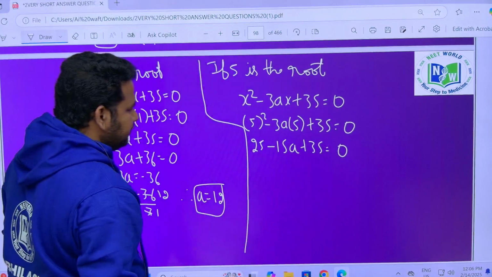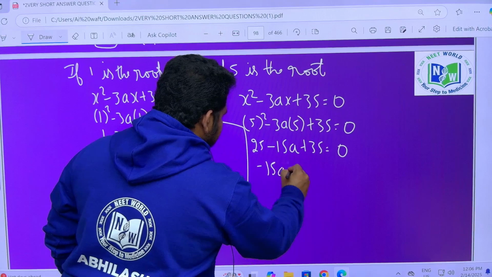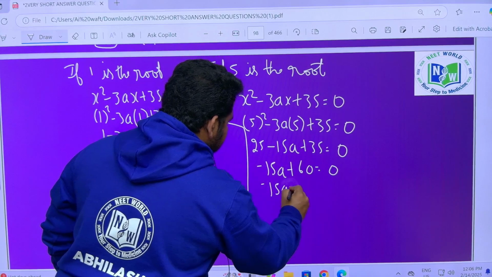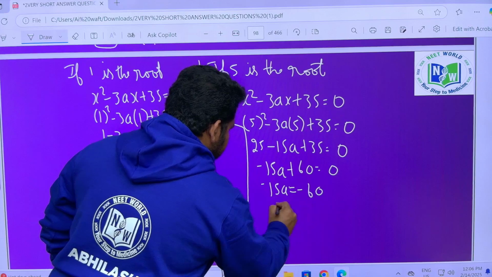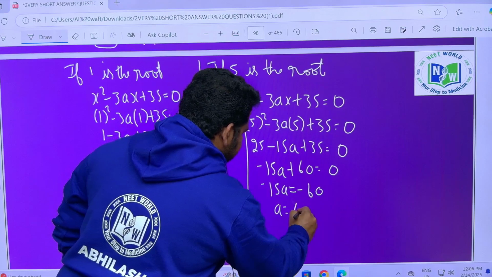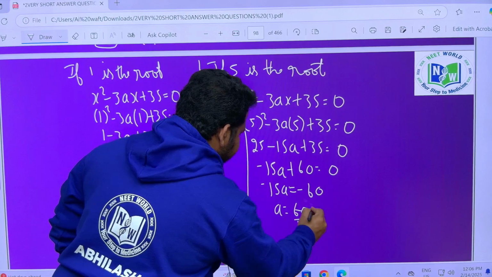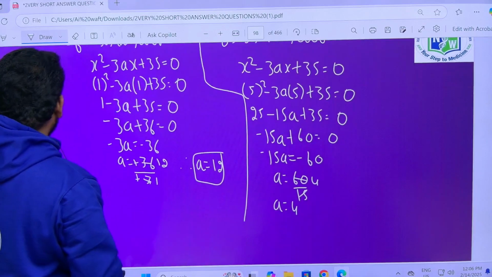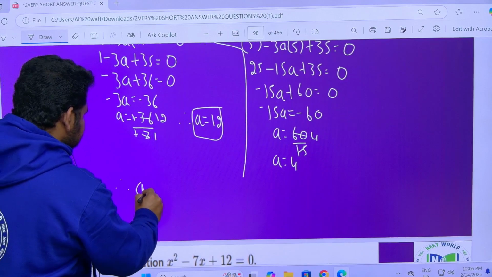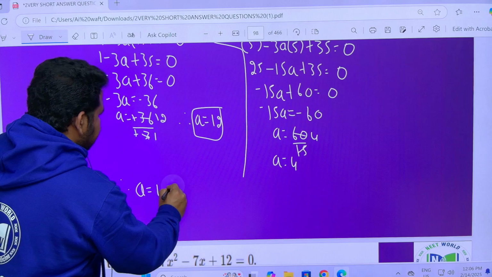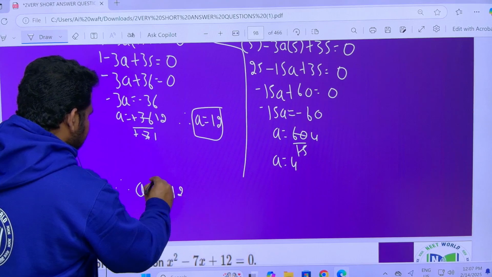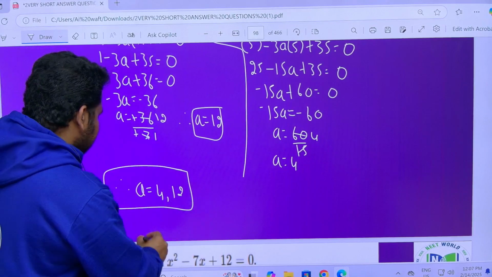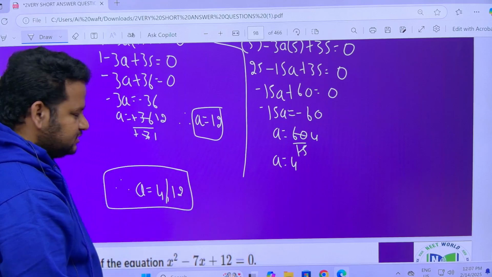Solving this, we will get the value of a. So minus 15a, 35 plus 25 is 60, is equal to 0. Minus 15a is equal to minus 60. So a will be equal to 60 by 15. The minus sign will be eliminated. 15 ones are 15, 15 fours are 60. So a will be equal to 4. So we got two values of a. We have to consider both. Therefore the value of a is equal to 4, 12. They can be either 4 or 12. You can write a is equal to 4 or 12. That's it. Got it, friends?